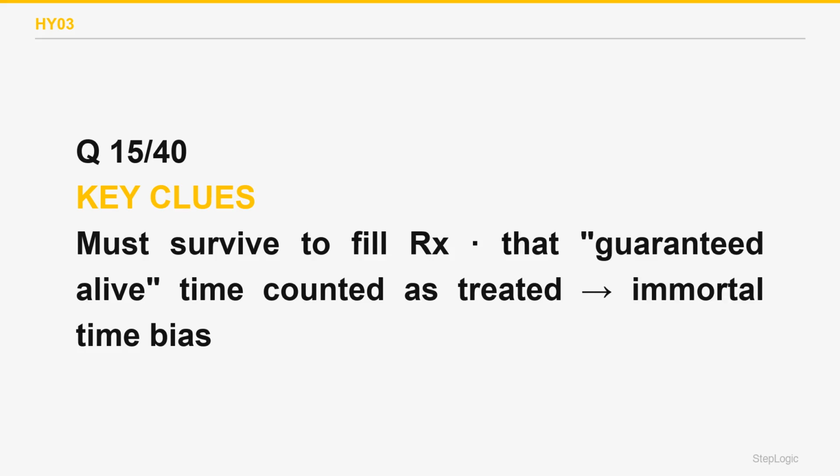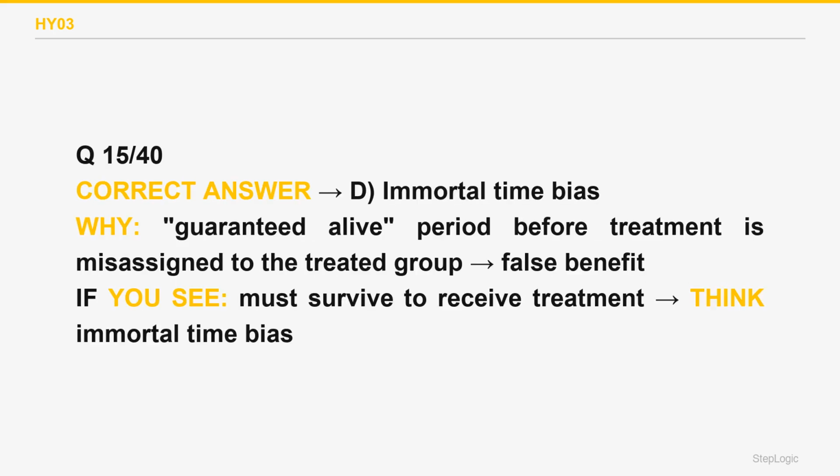Immortal time bias arises when there is a stretch of follow-up during which, by the study's own definition, a patient cannot have the outcome. Here, patients must survive long enough to fill the prescription, so that guaranteed alive period gets miscounted as treated time. This artificially lowers the event rate in the treated group and fakes a protective effect. The correct answer is D.